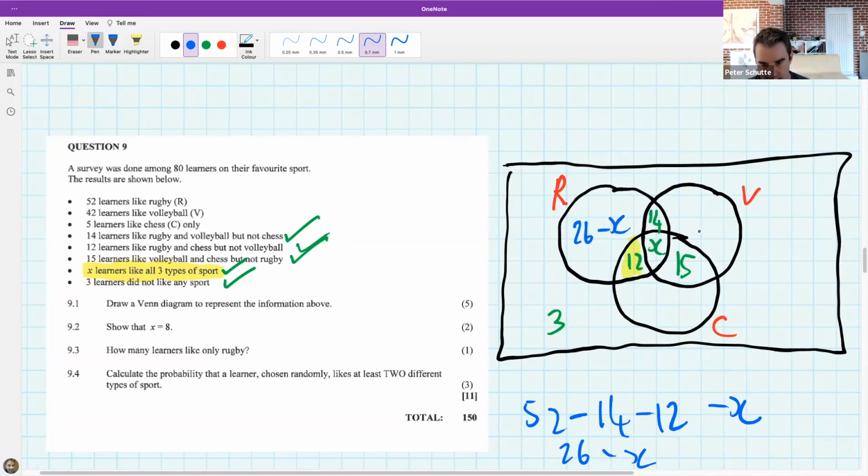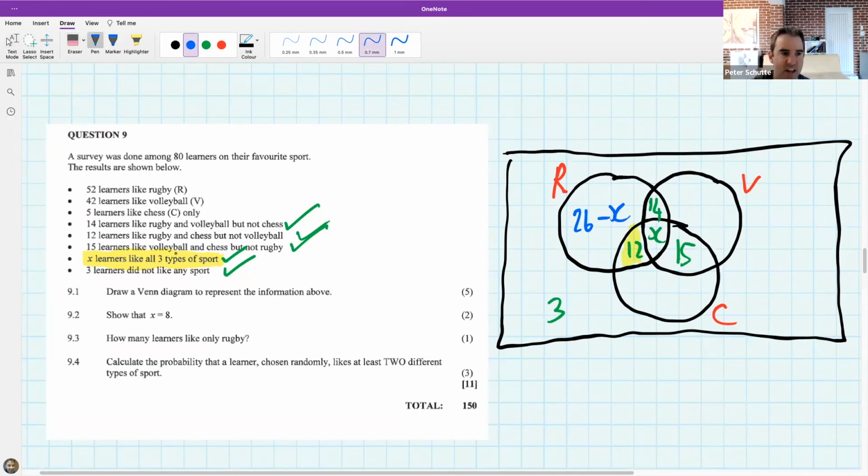Using the same idea for volleyball, I'm going to go 42 minus 14 minus 15 minus X, which is going to give me 13 minus X. And then using the same idea for chess. Oh, no, chess is actually easy. So chess is 5, like that.